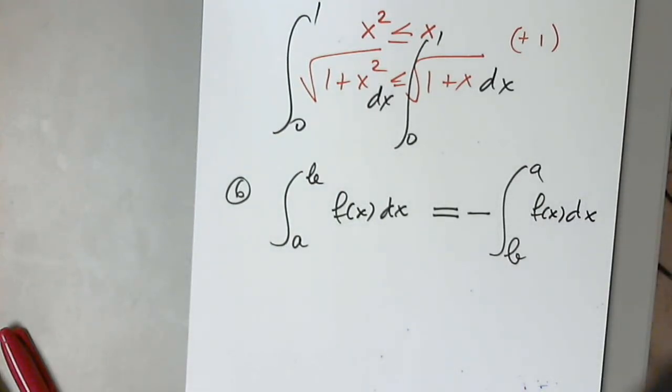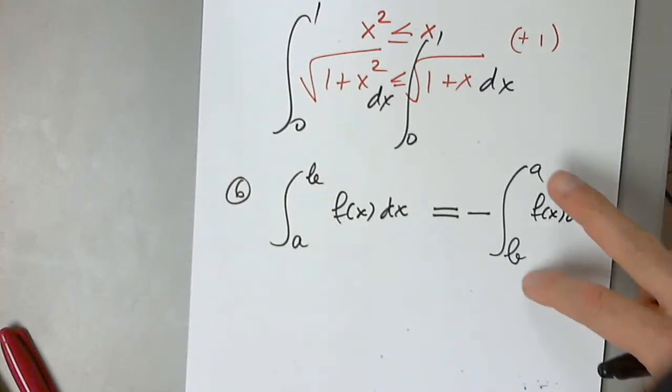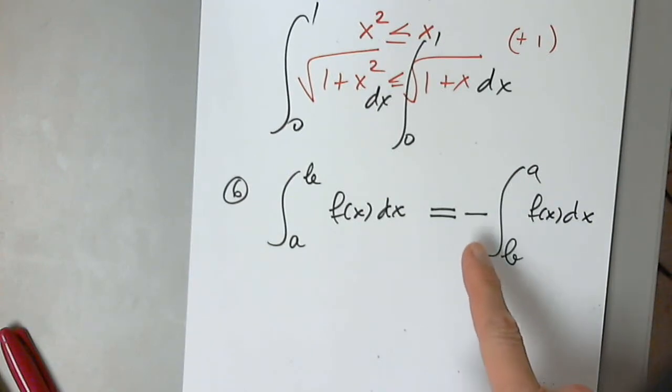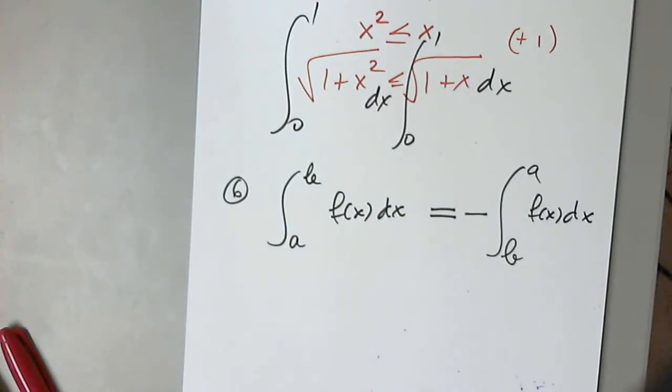And you can say, okay, that's fine. So what? We need this for the fundamental theorem of calculus part 1. So if we swap the limits, then the sign changes.